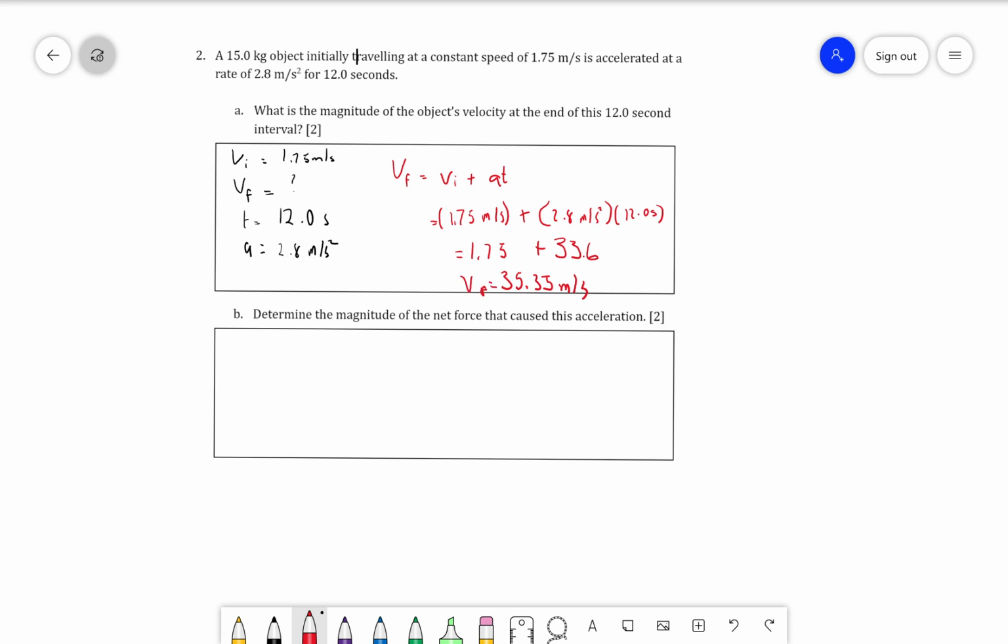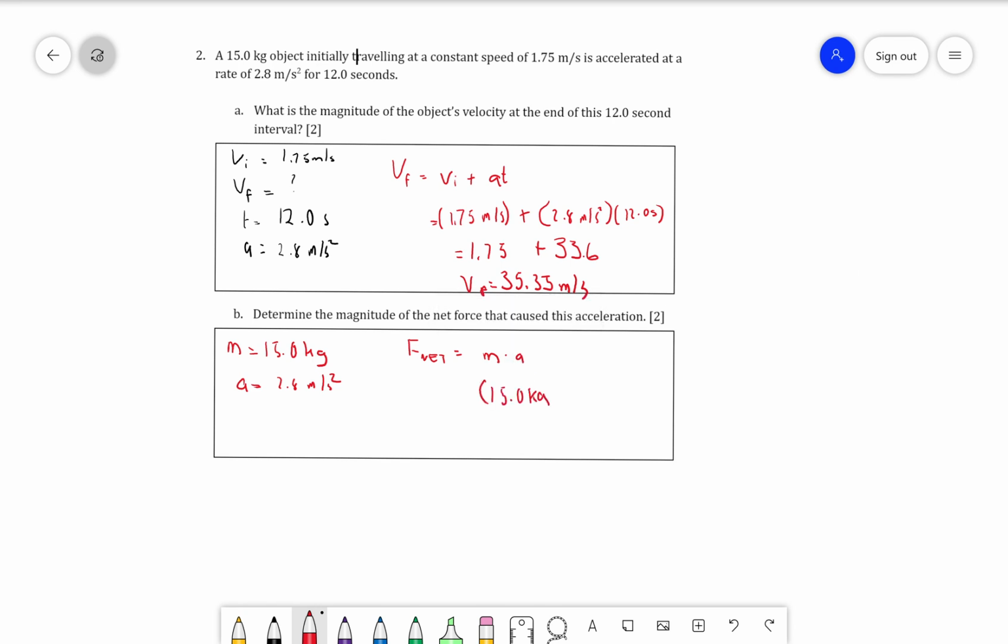And now the second part says, determine the magnitude of the net force that caused this acceleration. Well, we know net force, F net, is equal to mass times acceleration. They gave us our mass. They said it was 15 kilograms. And they gave us our acceleration. They said that that is 2.8 meters per second squared. So we want to find that net force that's making this thing accelerate. And all we do, plug in those values.